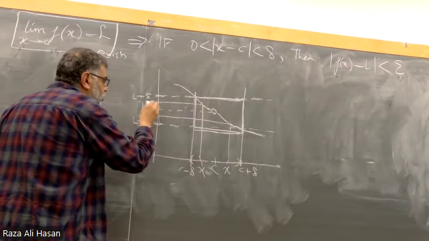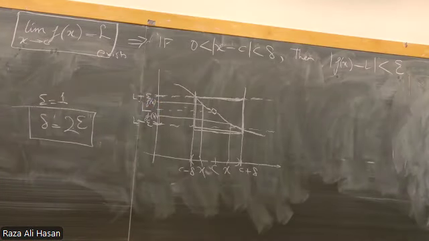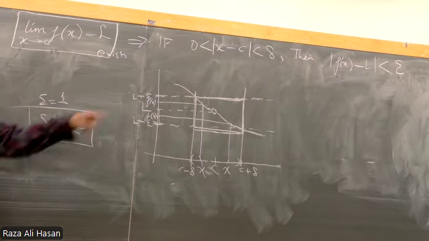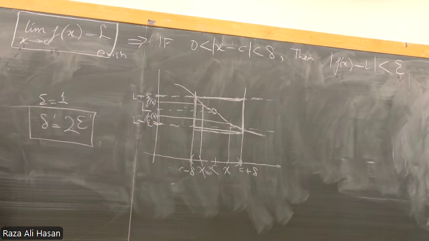Bam. Looks like every x maps into a functional value that falls within epsilon distance of L.